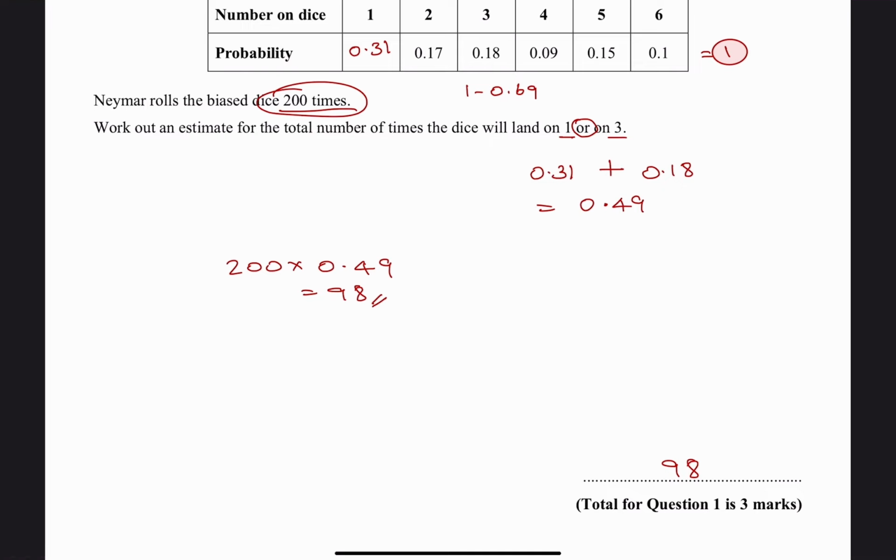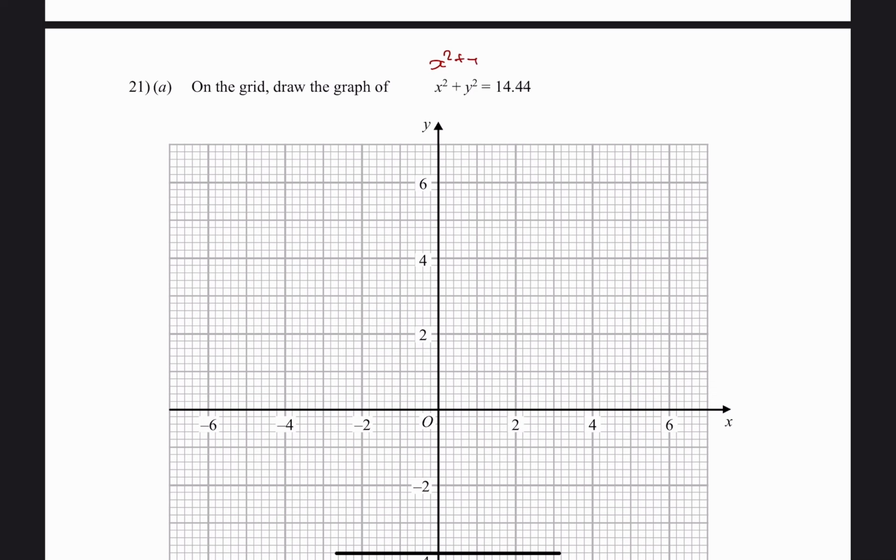Remember, what is this? X squared plus y squared equals r squared. So what's the radius? R squared is 144. R is, sorry, root 14.44, which is 3.8. And if the center is not given, remember what's the center? 0, 0 for the center.